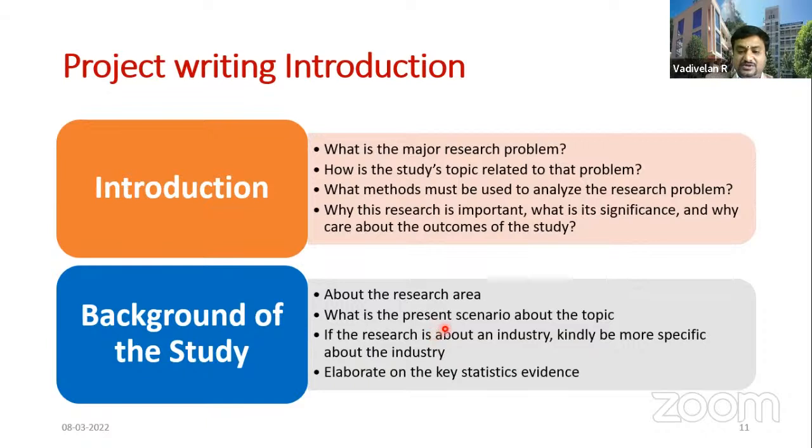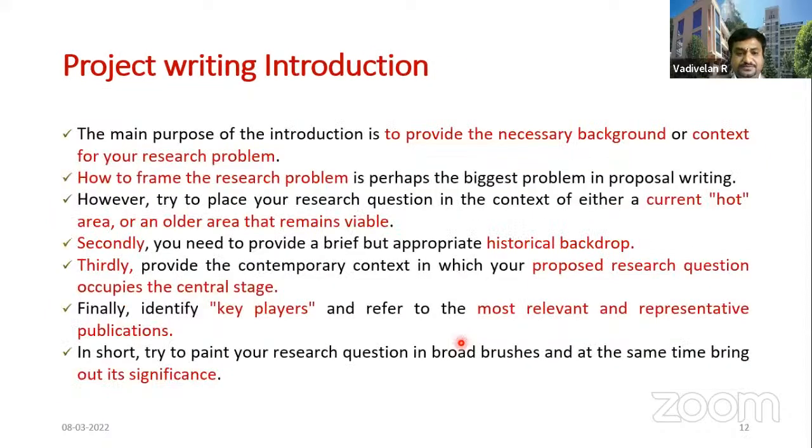And if the research is about an industry, we should be more specific about that particular industry, what we are going to perform. And definitely we should elaborate on the key statistics and evidence. So we should provide this evidence. All the background of the study is also considered important while writing the information. Therefore, the main purpose of the introduction is to provide the necessary background or the context of the research problem. That's what I told you in the first research question.